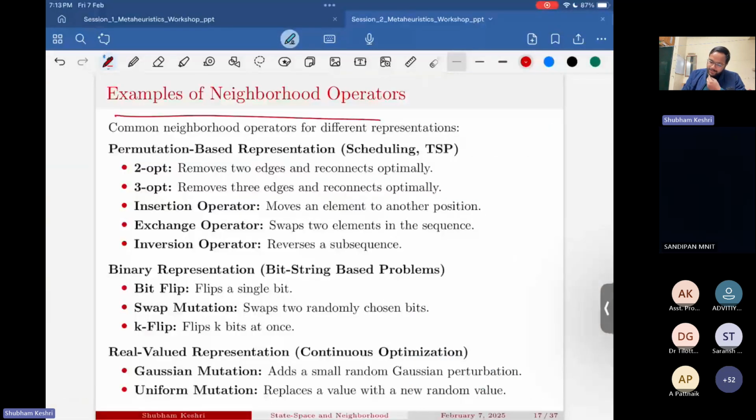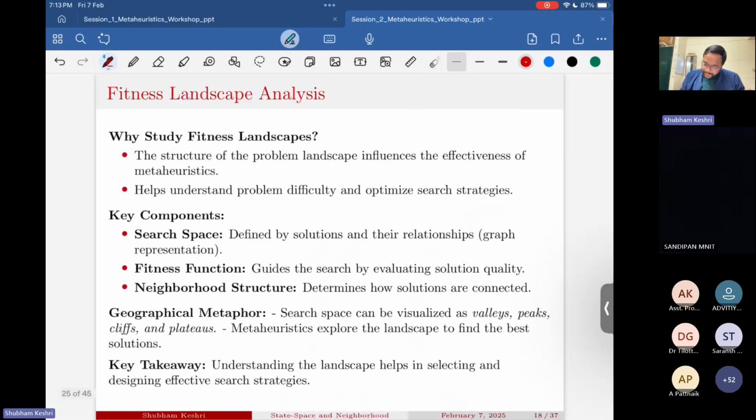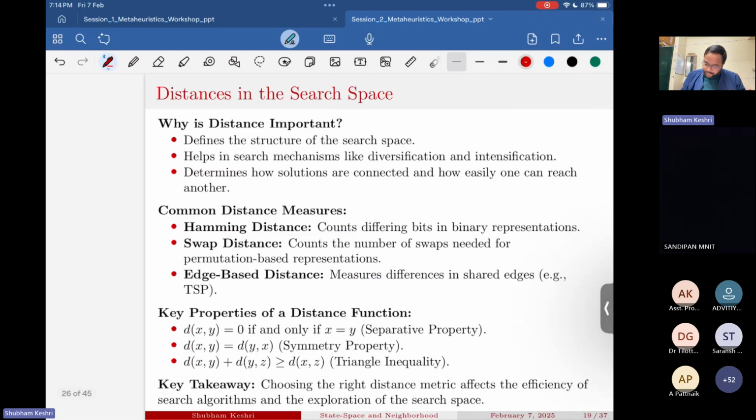Okay, so examples of neighborhood: 2-opt, 3-opt, insertion, exchange, inversion. Exchange is actually swap, huh? Bit flip. Okay, so yeah, these are okay. Fitness landscape analysis, the things we were talking about is actually the fitness landscape analysis. Okay, there will be cliffs, valleys, plateaus, and so on and so forth.